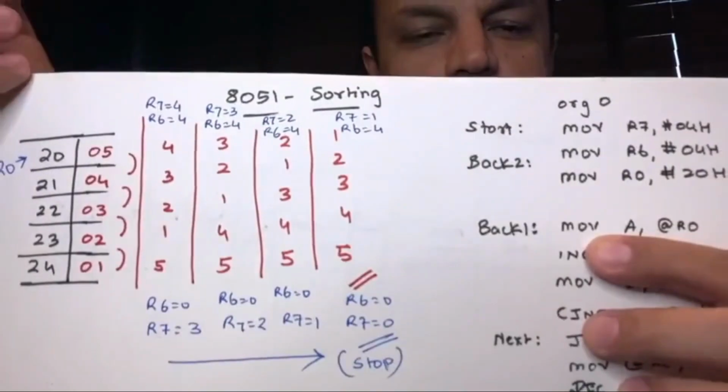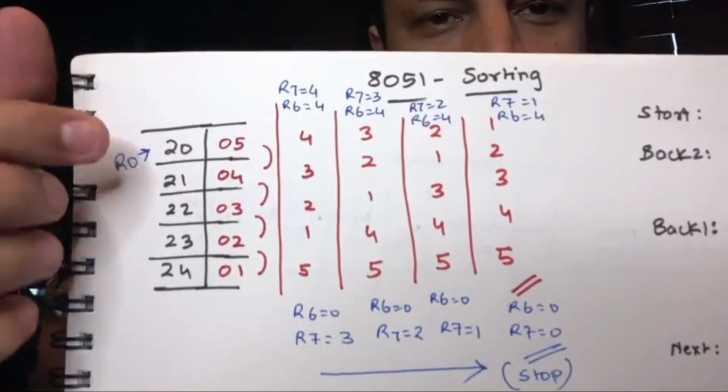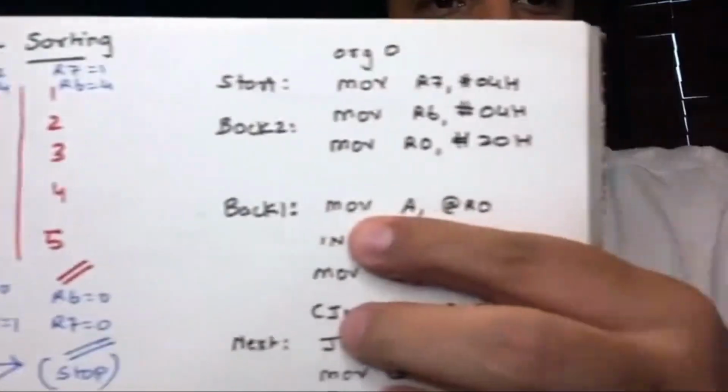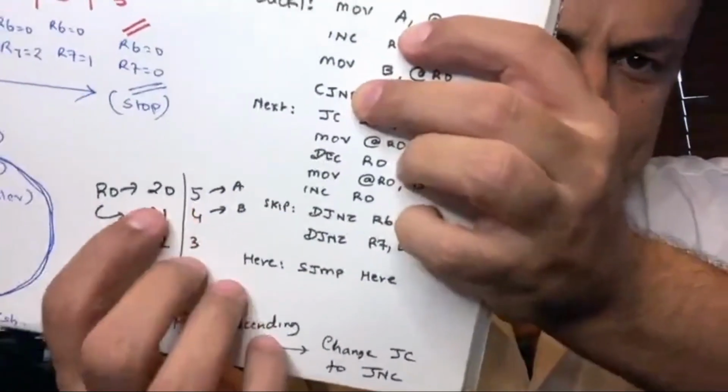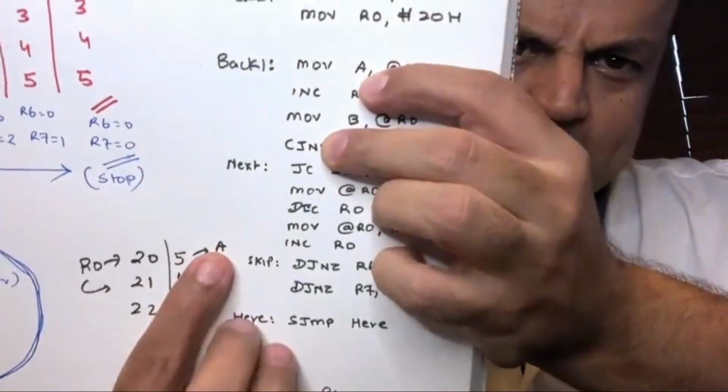Now, what do you want to do? Compare 2 adjacent numbers. Who is pointing to the number? R0. Take the number in A. Move A, at the rate R0. So who has got what? A has got the first number. This is R0 pointing to the first number. We have taken the first number in A.